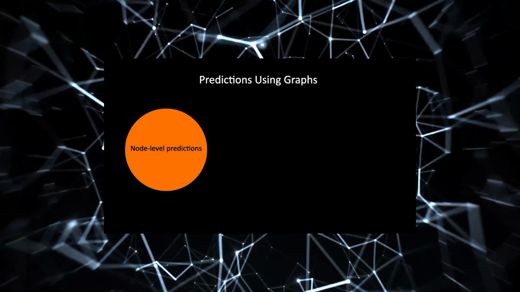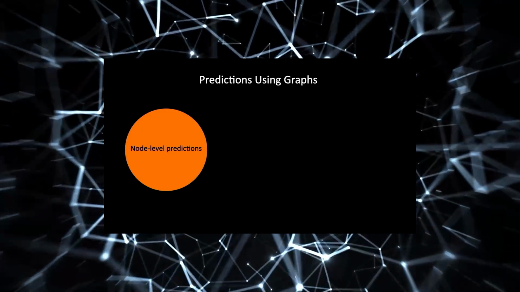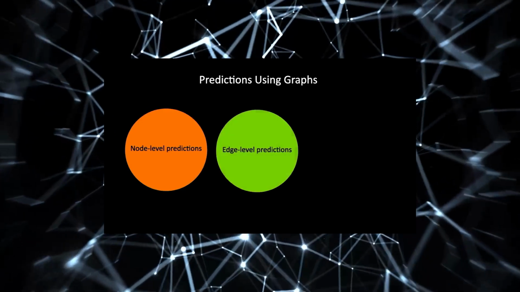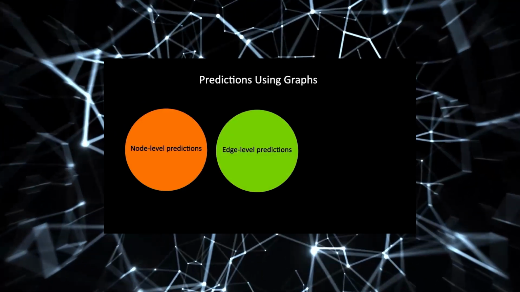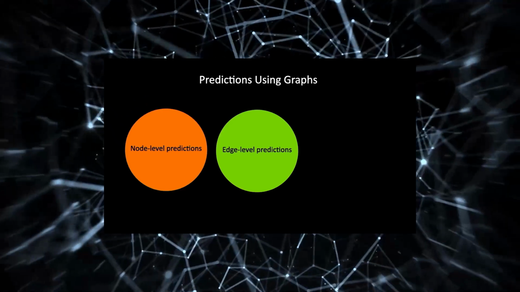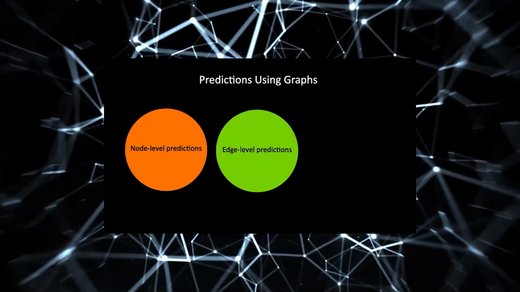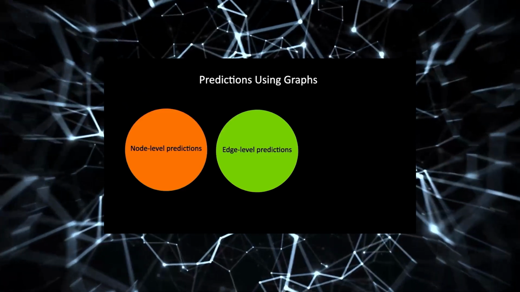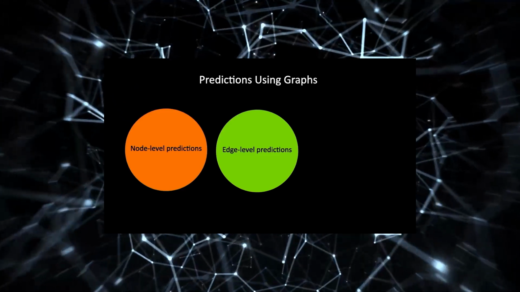Graph neural networks can be used for edge-level predictions as well. These focus on the relationships between pairs of nodes and determine the likelihood, strength, or type of connections between nodes. For example, in protein-protein interaction, you determine whether two proteins will interact within a biological network, crucial for understanding cellular processes and disease mechanisms. And you can have graph-level predictions as well.